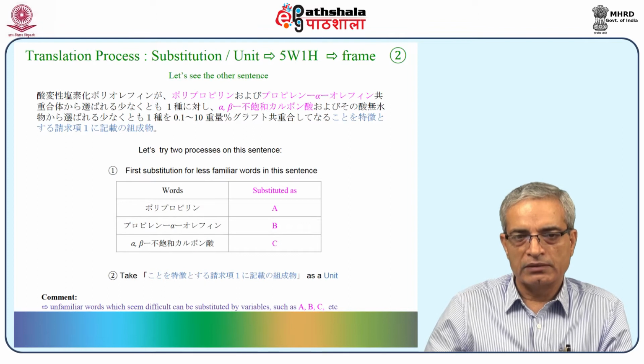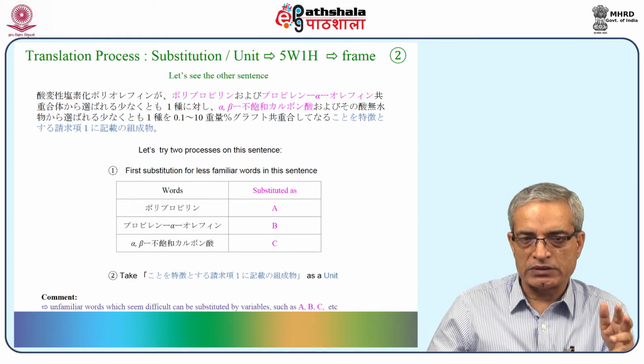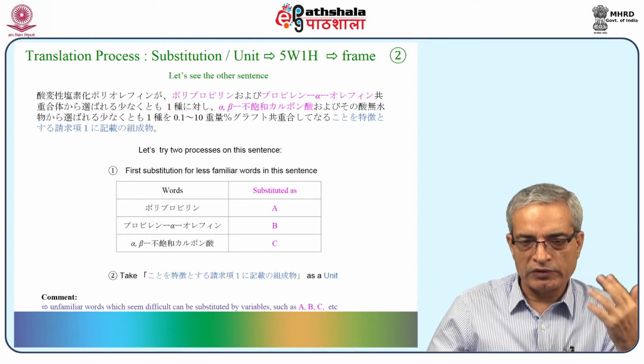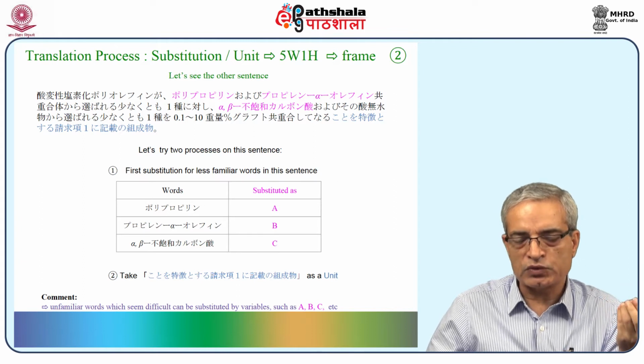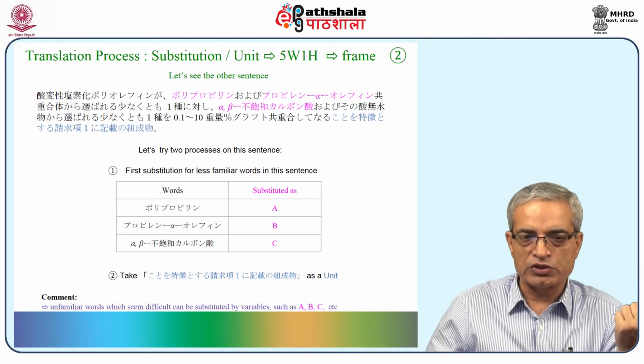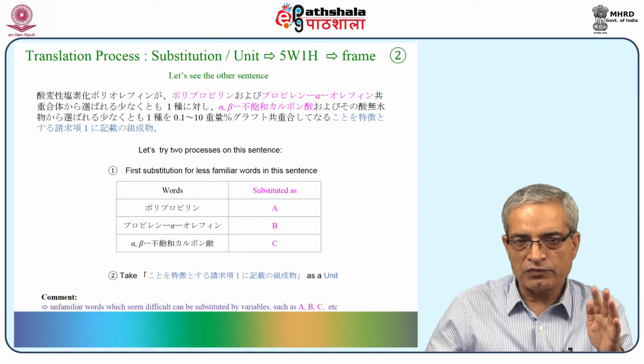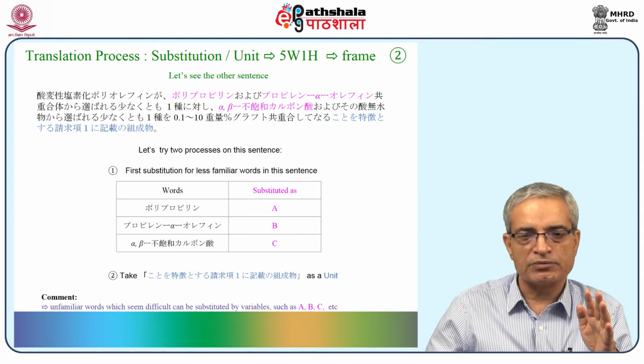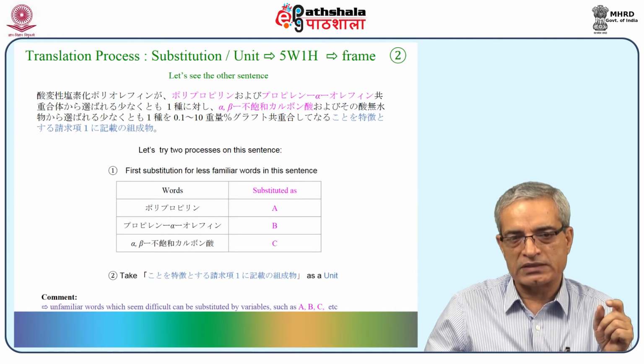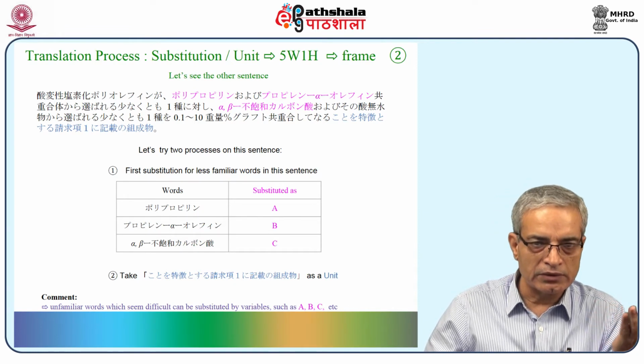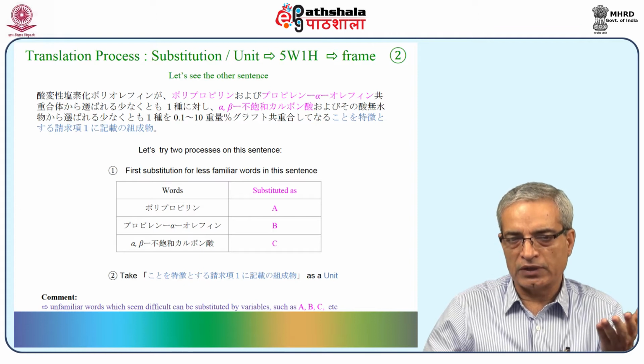Okay, let's try two processes on this sentence. You will understand that there are various ways to handle it, and you can adopt the way which you find convenient. First of all, let's try to simplify by substituting ABC for the words which are difficult to even read or understand. These are ABC for polyolefin, propylene alpha olefin, or alpha beta unsaturated carboxylic acid.